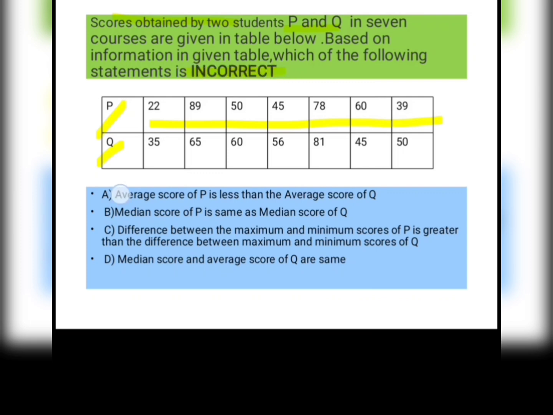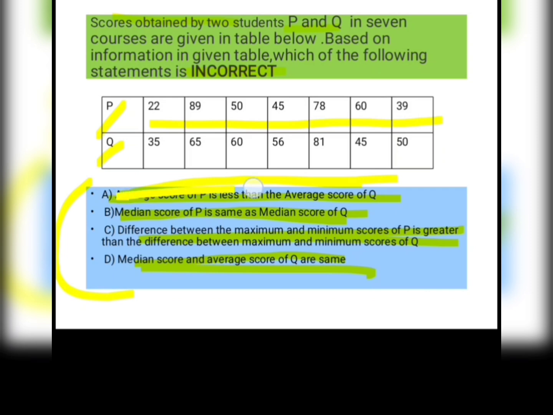Okay? 4 statements are given. Among these 4 statements, only one statement is incorrect. We have to find out which statement is incorrect. That means the other statements will be correct. Let's check the first statement first. In the first statement, it is given that the average score of P is less than the average score of Q.